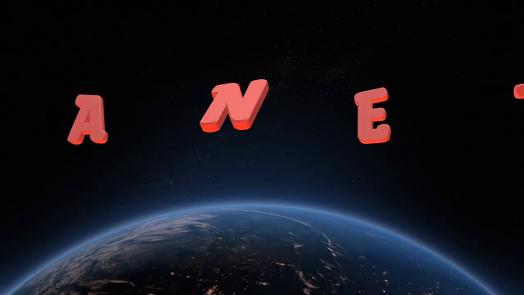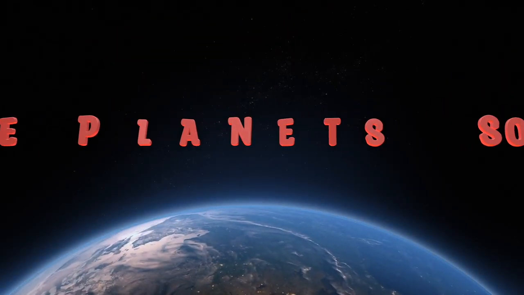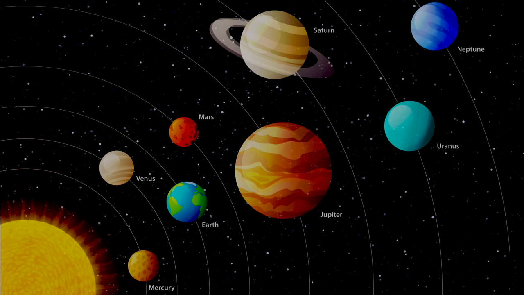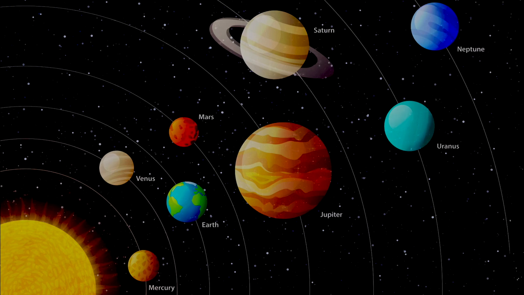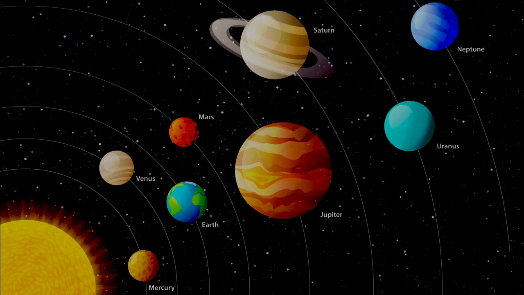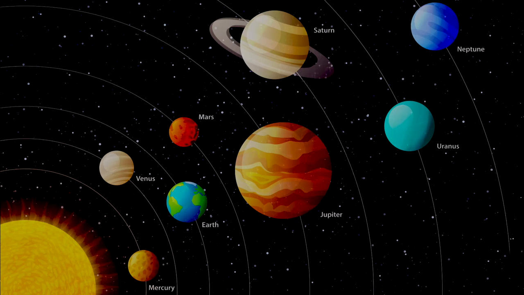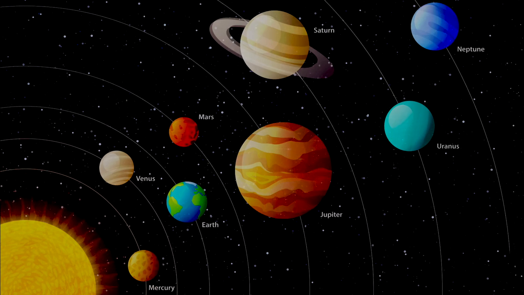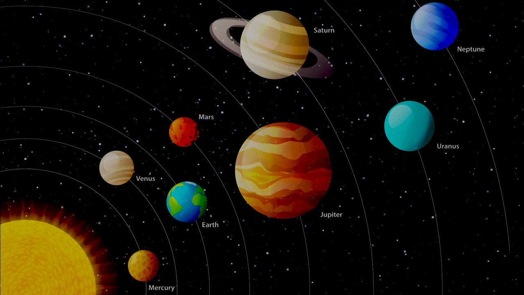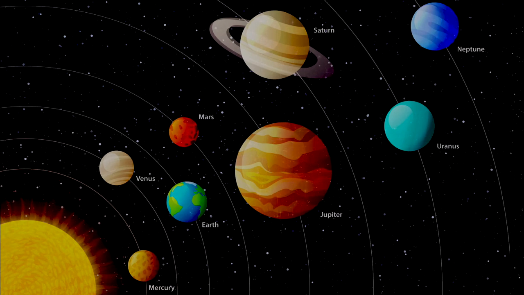There are 8 planets in our solar system that revolve around the sun. The sun is a star, a hot ball of gas that gives heat and light to everyone. Let's learn the names of the planets. We'll start with the nearest one. Move out from the sun one at a time and get to 8 and then we're done.